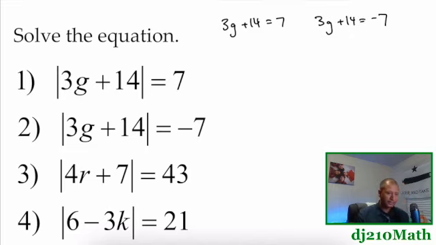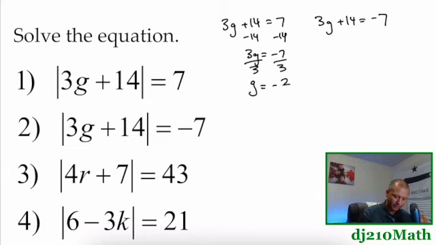So remember, it's the answer that gets changed to negative. Never, ever, ever change the inside of the absolute value. Always change the answer. So this is minus 14. So 3G is equal to negative 7. Divide both sides by 3. G is equal to negative 7 over 3.